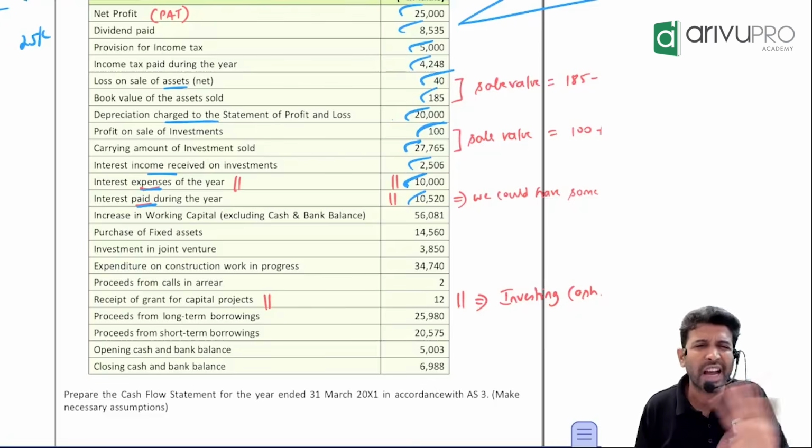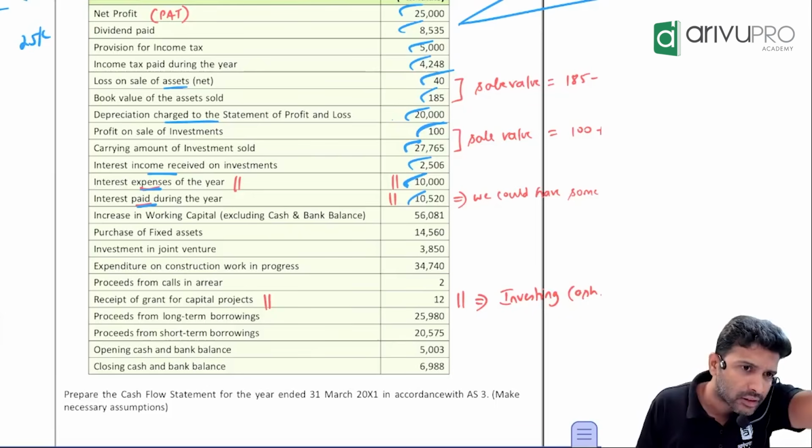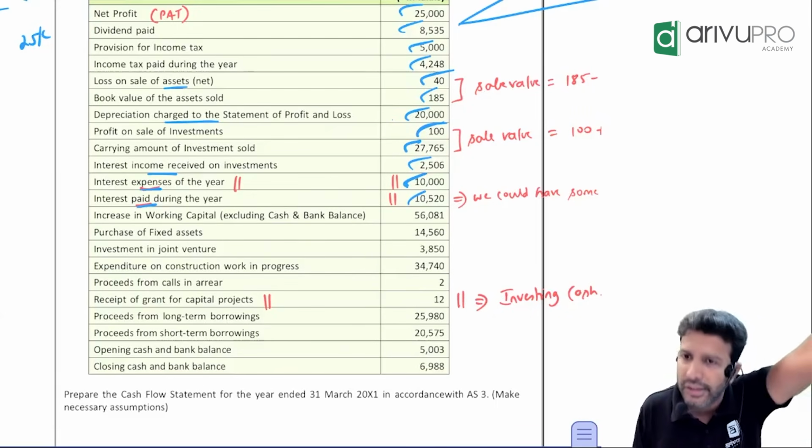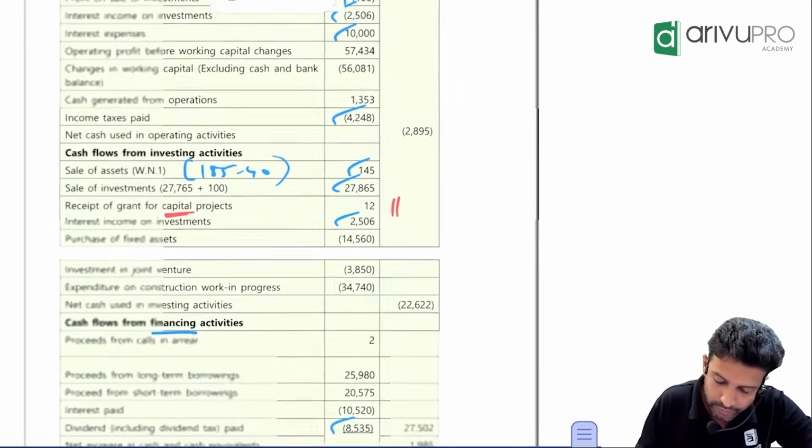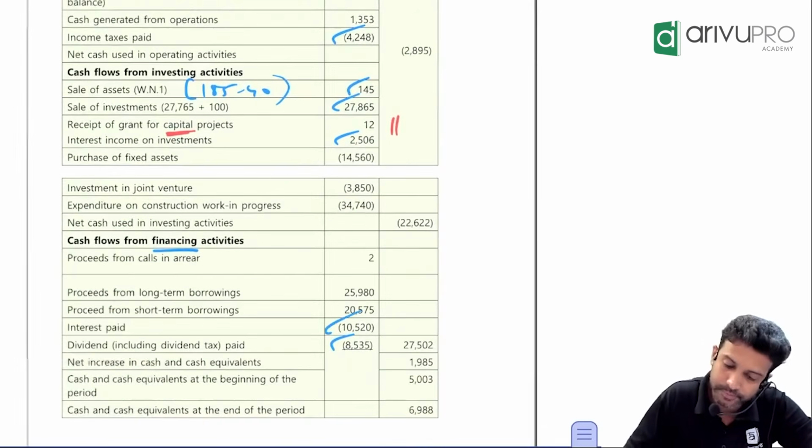What are you preparing? Cash flow statement. A cash flow statement does not vary whether it is for the current year or last year. Did you pay it? Yes. If it is paid, will it come? Yes. Where will it come? How much? 10,520 under financing activity, minus.